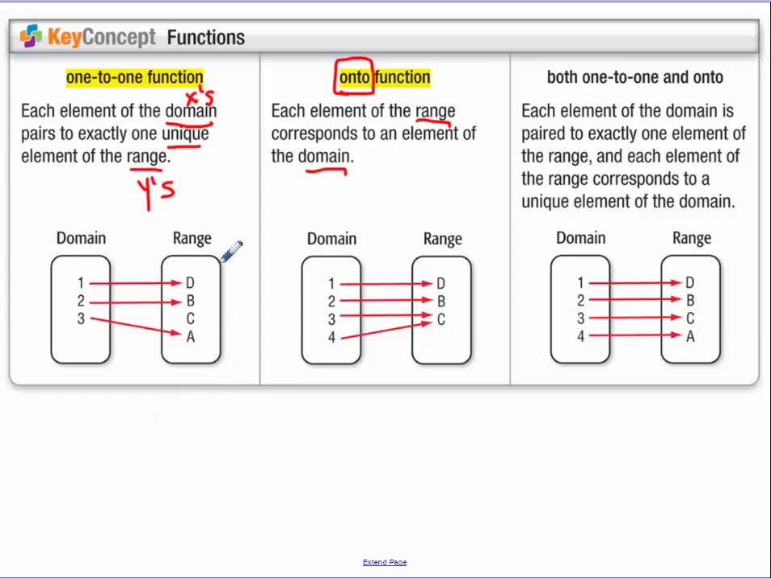If you look back at this one-to-one, C isn't used up. So this would be an example of a not onto function, because you have an element in the range that isn't paired with an element in the domain. And then if you're both one-to-one and onto, everything's unique. You have exactly one element of the domain paired with exactly one element of the range. Every element in the domain is used to every element in the range.